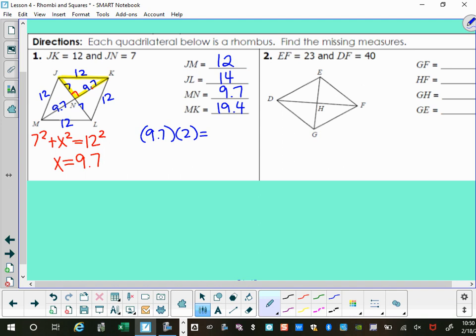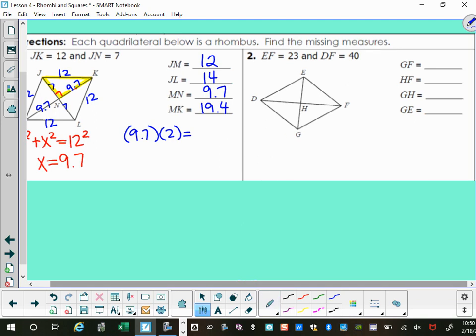All right, let's look at number 2. Number 2 says that EF is 23, and then that DF is 40. If DF is 40, that means this whole entire side is 40. But I need each individual piece. What's half of 40? That's 20, and that's 20.